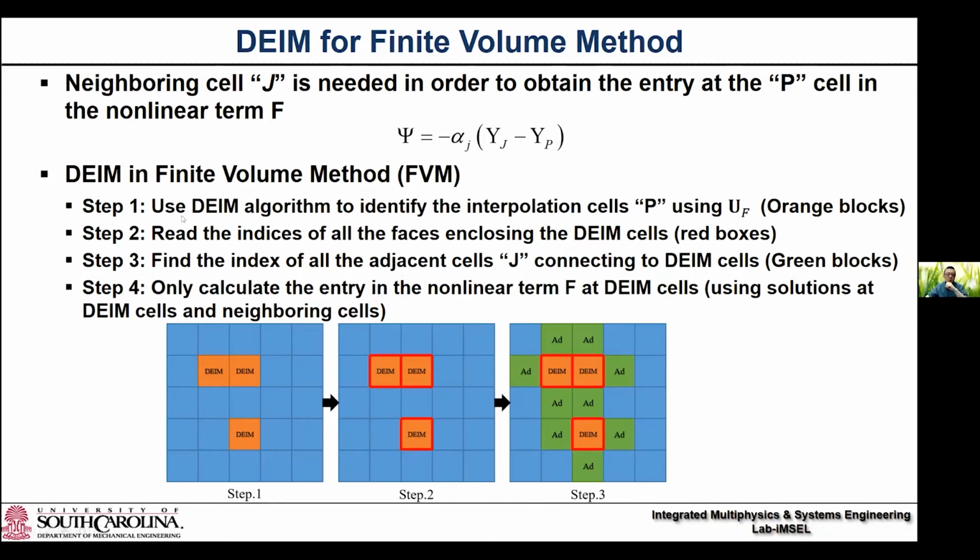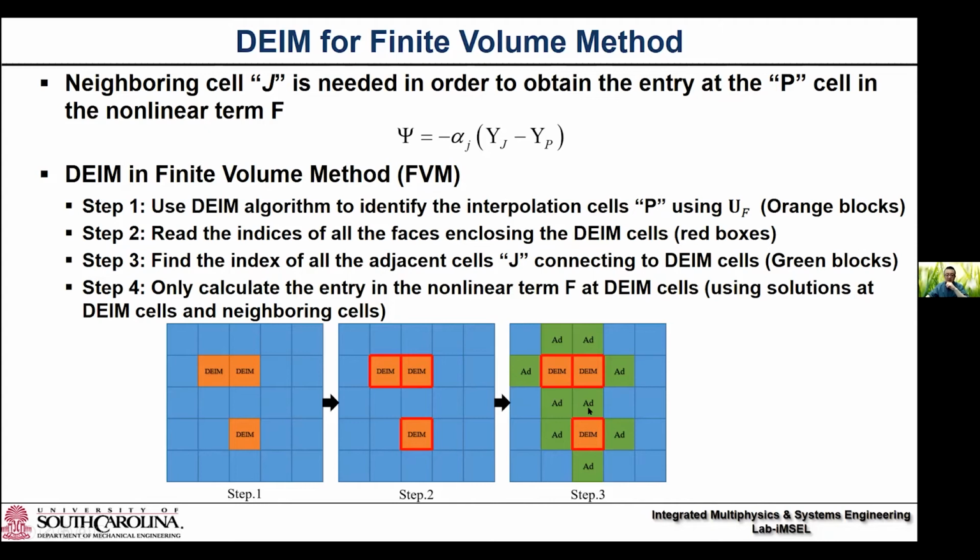So step one, we will use DEIM algorithm to identify the interpolation cell or important cell P, okay, using the nonlinear POD modes. All right, that is basically this orange block. And then the next one is we're gonna read the indices of all the phases enclosing the DEIM cell, which is basically these red boxes. And then finally, indices of all the adjacent cells J connecting to the DEIM cell. Okay, once you have this phase, and then you can find their neighboring cells. Basically, this is the green blocks.